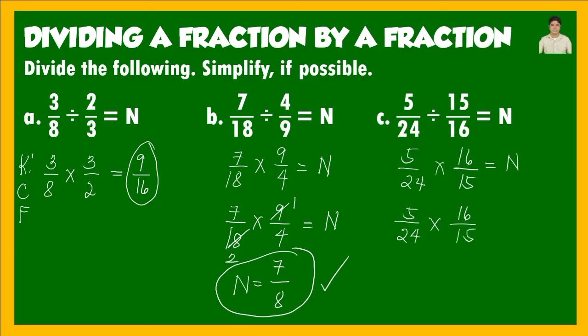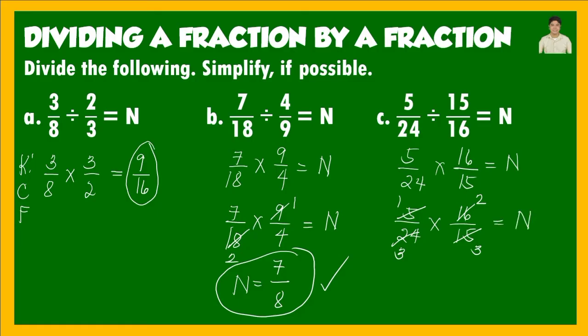So, dito muna tayo sa 5 and 15. So, yung GCF nila is 5. So, 5 divided by 5, that is 1. And then for 15, this will become 3. 15 divided by 5, that is 3. Next, what about 16 and 24? So, for 16, we have the greatest common factor, which is 8. So, 16 divided by 8, this will become 2. 24 divided by 8, this is 3.